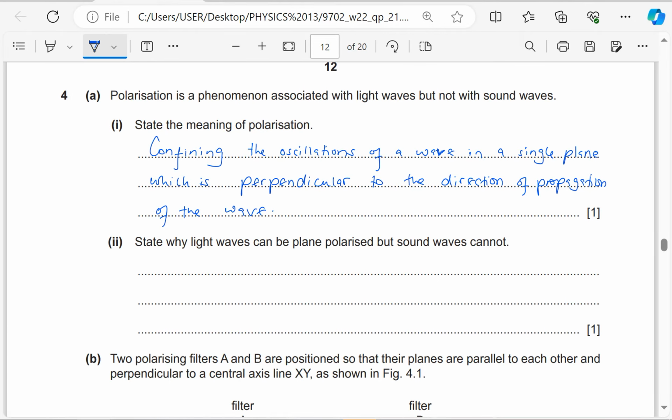We make the vibrations, especially for the electric vector, to be just in one plane, that is polarization. Of course, we can't see polarization with sound waves because sound waves are longitudinal. The particles vibrate parallel to the direction of propagation of the wave. So state why light waves can be plane polarized, but sound waves cannot. So we know light waves are transverse and sound waves are longitudinal.